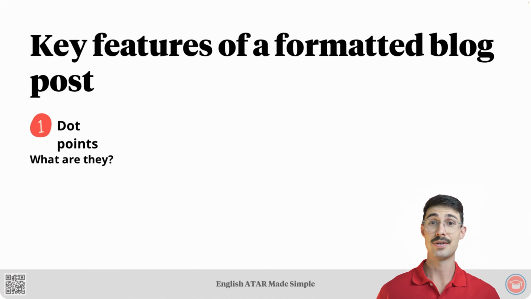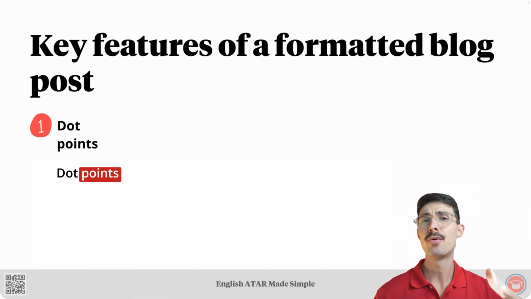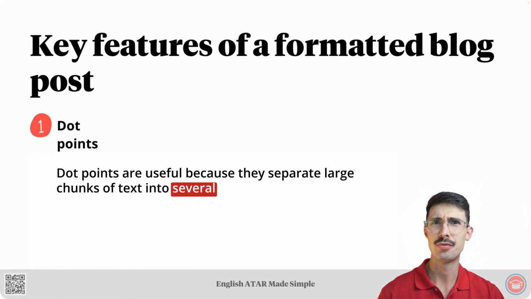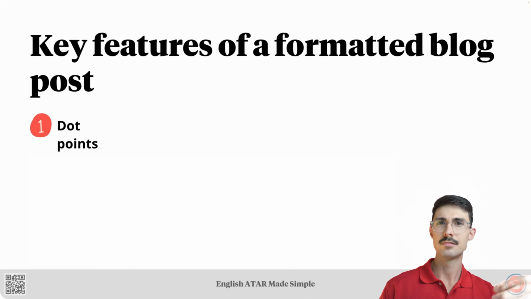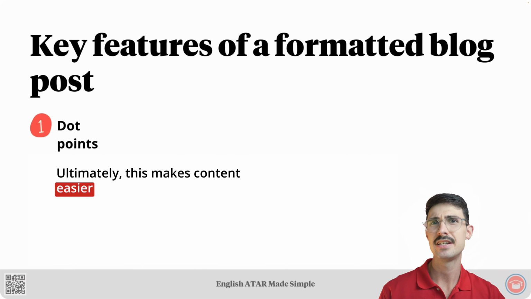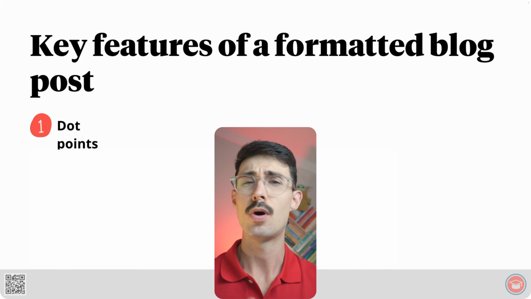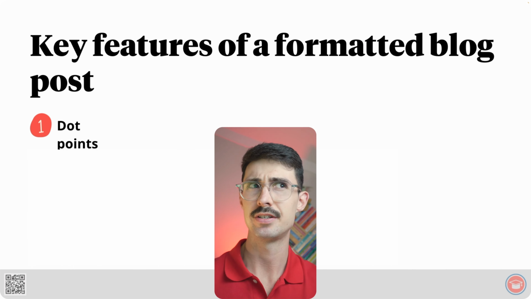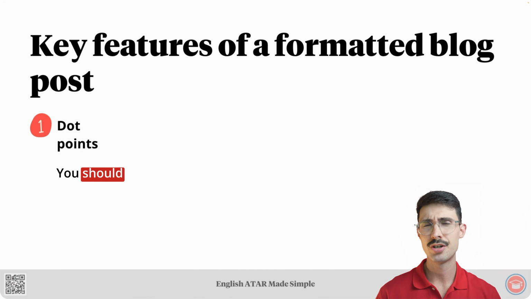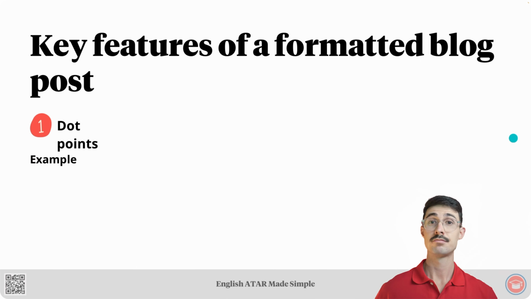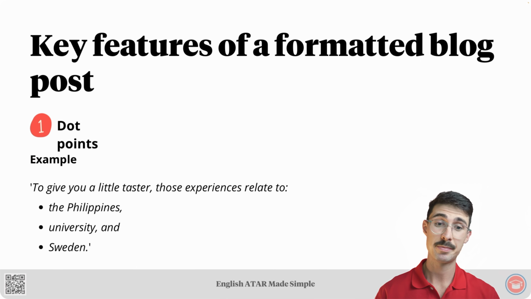Dot points are these things. Dot points are useful because they separate large chunks of text into several smaller bite-sized pieces. Ultimately, this makes content easier for the audience to digest. We know what dot points are, we know why we should use them. The next question is, when should we use them? In short, you should use dot points to list 2 or more items. Here's an example. To give you a little taster, those experiences relate to the Philippines, university, and Sweden.